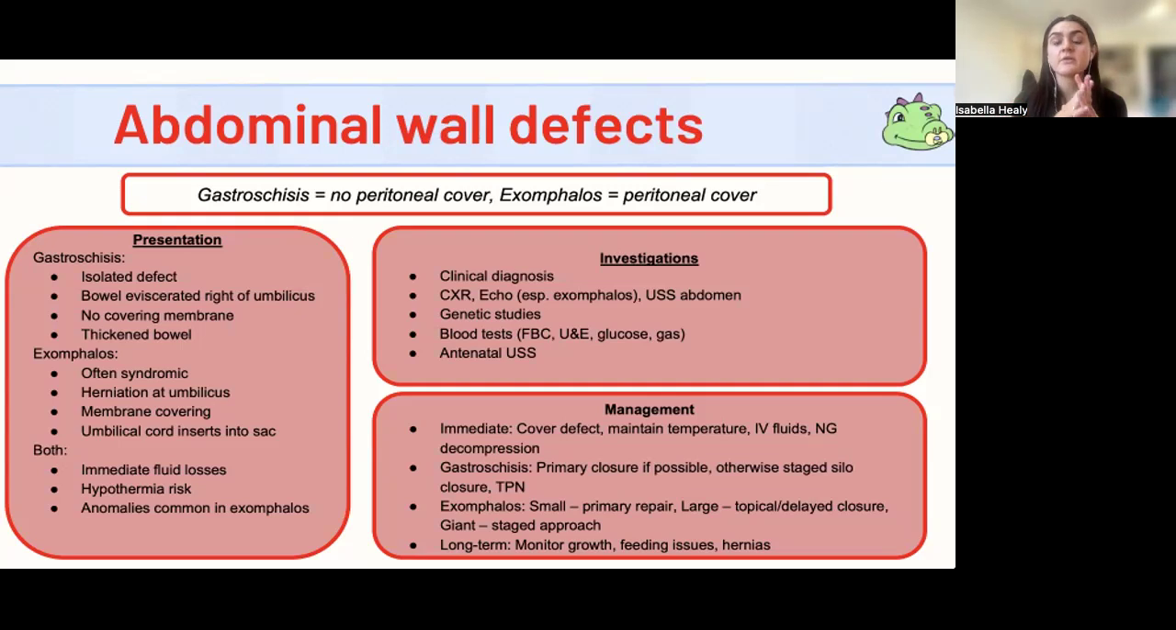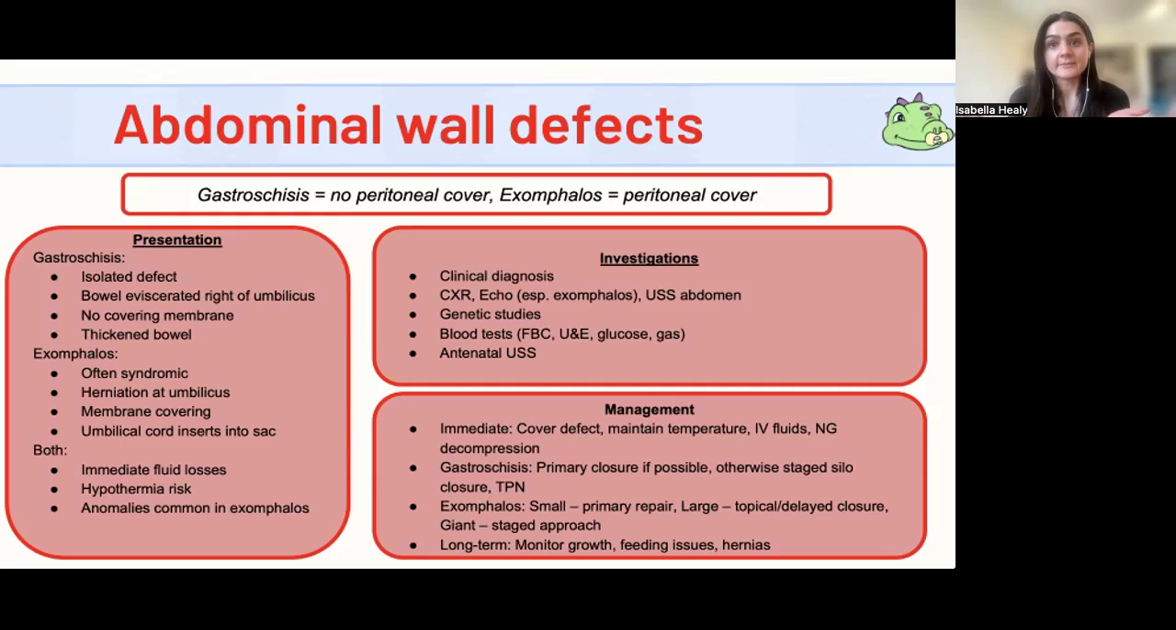Both conditions, though, can cause immediate fluid losses and hypothermia risk because of the high surface area to volume ratio of a neonate, and you've got exposed organs. So more than 90% in Victoria of cases of gastroschisis are antenatally diagnosed, and almost 100% of cases of exomphalos are diagnosed antenatally via ultrasound. So most of the time, these babies are known about before they're delivered.